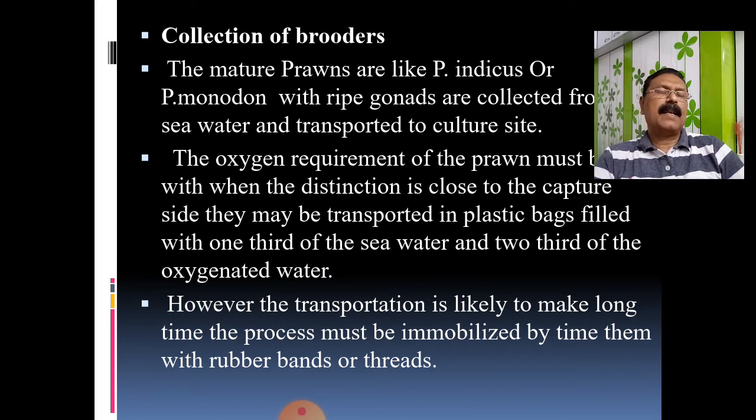If there is overcrowding, ultimately the brooders, and not only brooders but the seeds of those prawns, may die. Therefore you should take care about the stocking density during transportation in the plastic bag as well as in the container. When the brooders or seeds are in large numbers, you should use a larger container, and when they are smaller, you can also transport them in plastic bags.